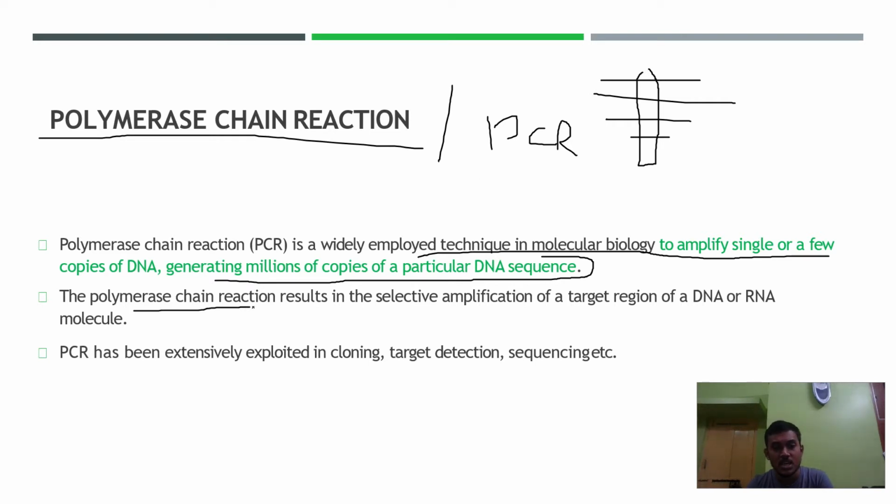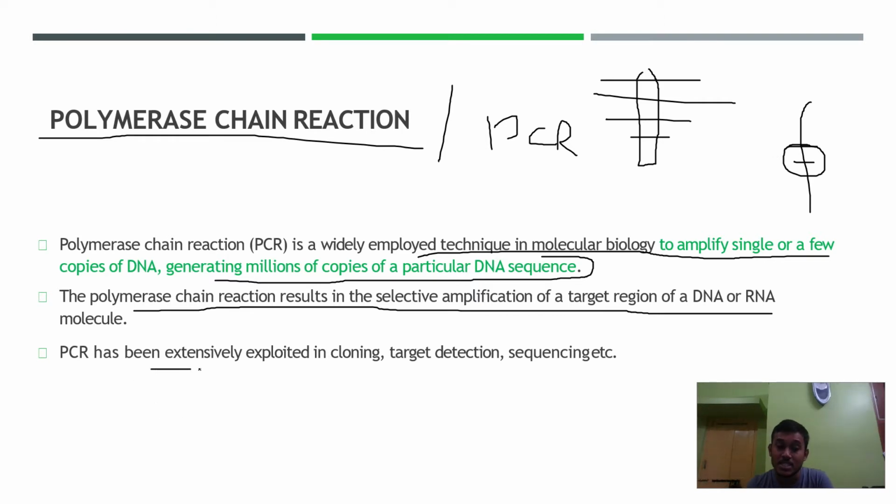This PCR reaction results in the selective amplification of a target region of DNA or RNA. Let's say we take a DNA piece and we want to amplify this particular part of the DNA. PCR is used for that. The PCR reaction will identify that particular target region of the DNA and will amplify that particular part. PCR has been extensively exploited in cloning, target detection, and sequencing.